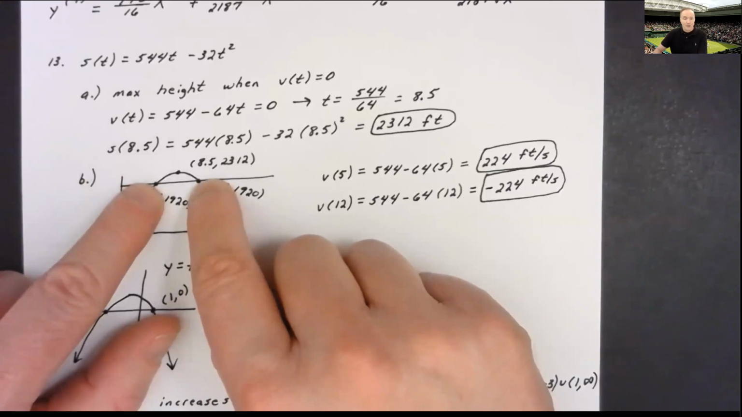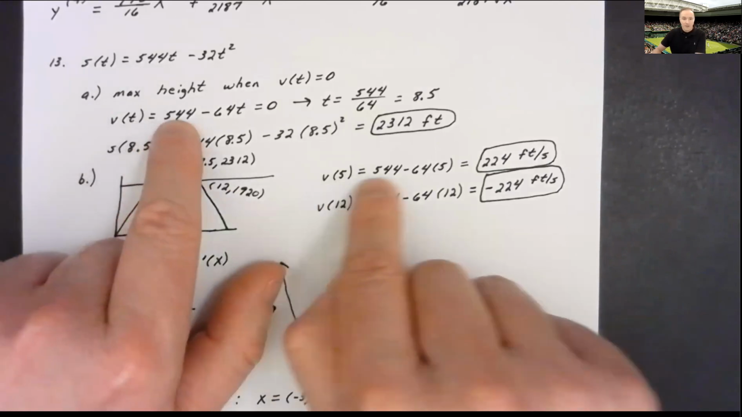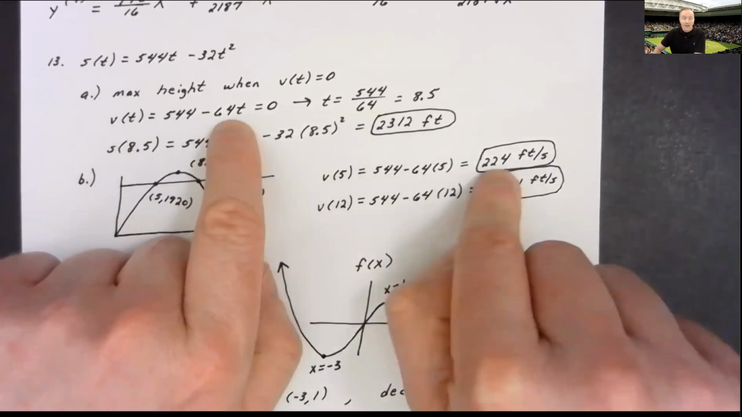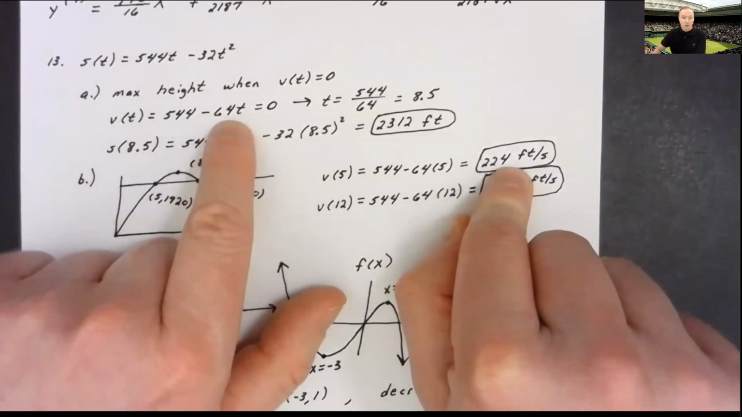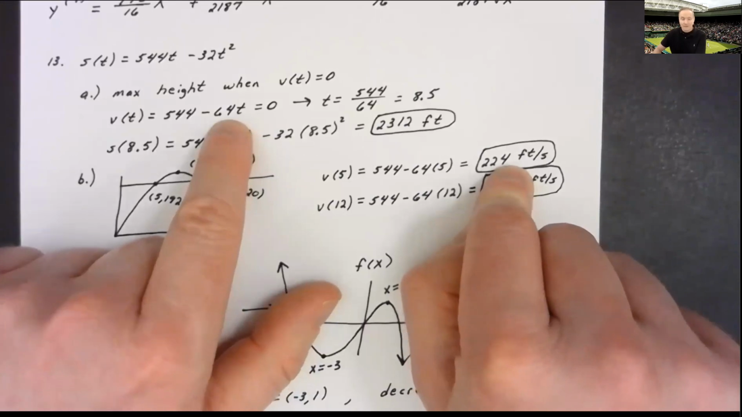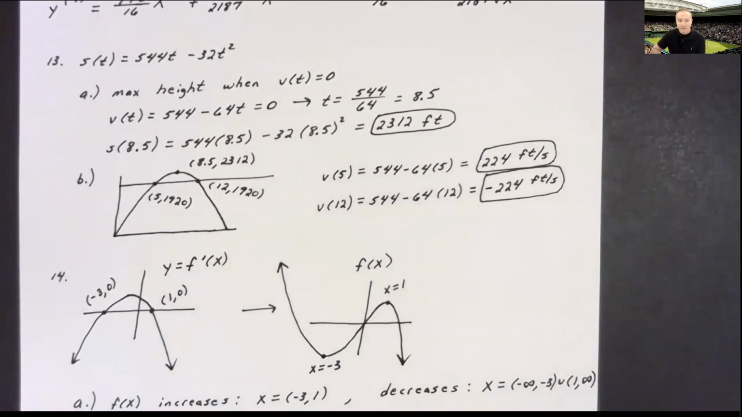Let's show that. Evaluate your velocity function at 5. Well, here's your velocity function. 544 minus 64 times 5, you get 224 feet per second. Now, before I even did the second one, I was 100% sure that the velocity at 12 seconds had to be negative 224 feet per second. There's no question, it has to be. But of course, you can plug it in and convince yourself of that as well. And say the velocity at 12 certainly will be negative 224 feet per second.